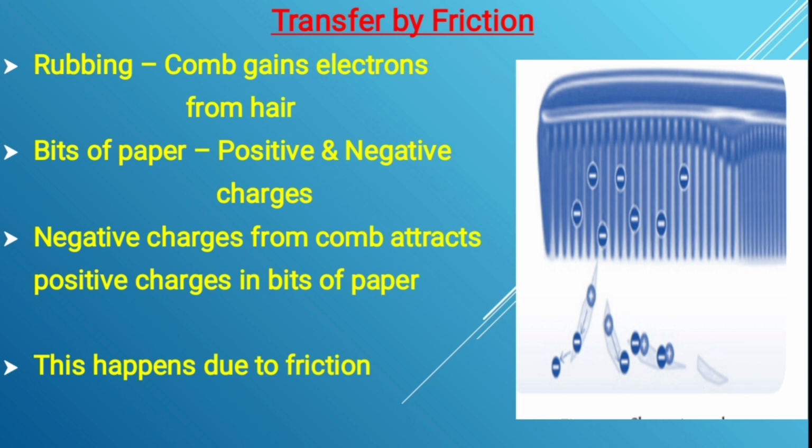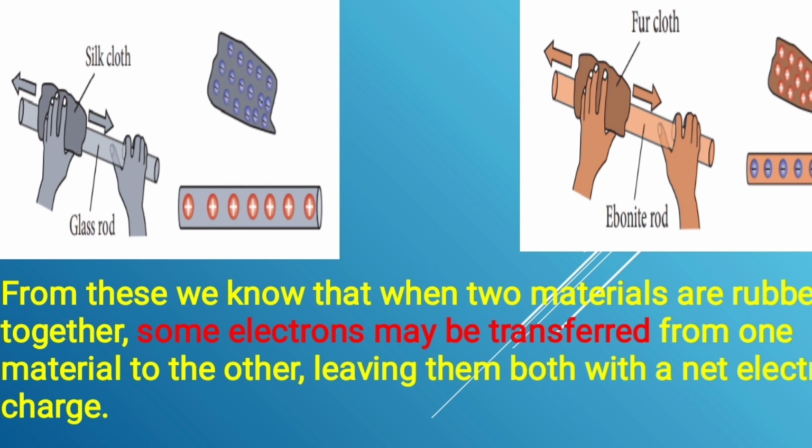Let us see some more examples of transfer by friction. In this picture they show a glass rod being rubbed with a silk cloth. Once this rubbing happens, the glass rod loses electrons and turns into a positively charged material. In the second picture, they are rubbing a fur cloth and an ebonite rod.